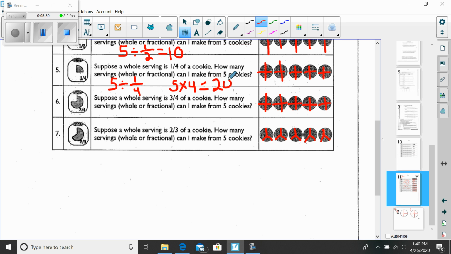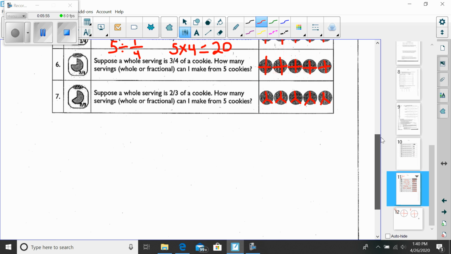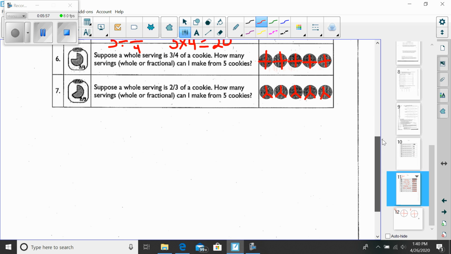Okay, and I filled in some of my boxes earlier so that I wouldn't take so much time just drawing those out. Okay, so let's look at this example. Suppose a serving is 3/4 of a cookie. How many servings can I make from 5 cookies? Okay, so I'm doing 5 divided by 3/4. So let me measure off 3/4, measure off 3/4. So every time I circle in blue, that's a serving.